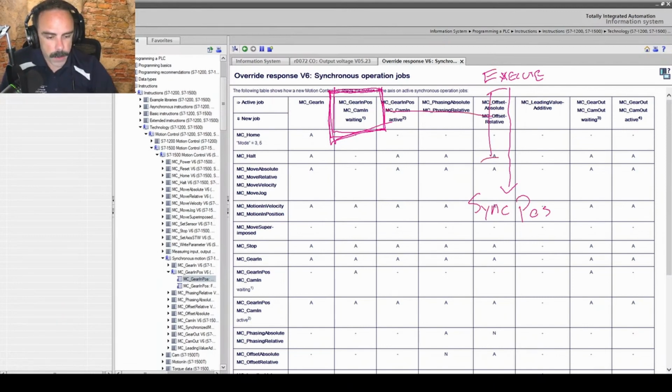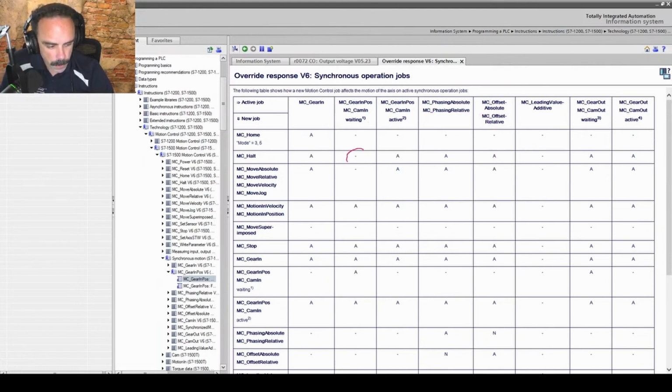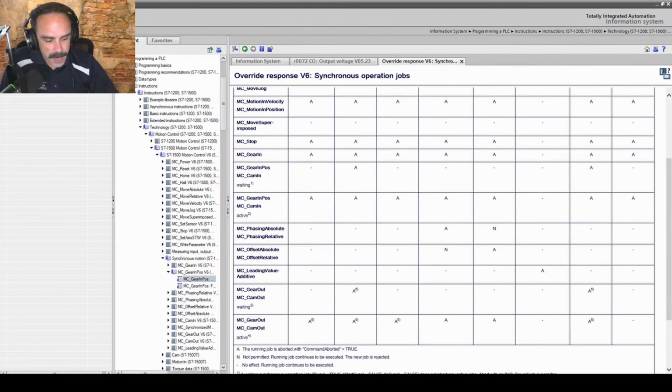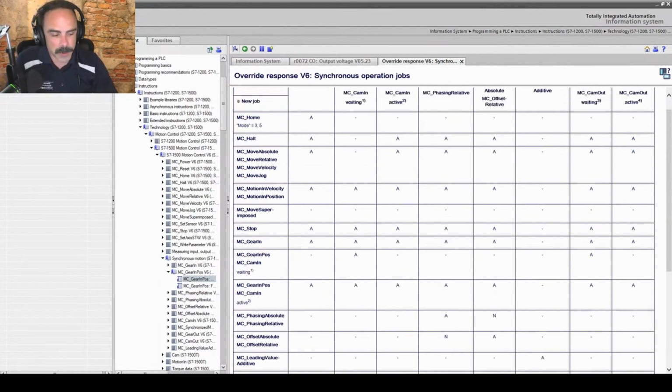If you notice, MC halt does not override. So what does? MC gear out. It is specifically designed to gear out the function. This here can get you into a lot of trouble.